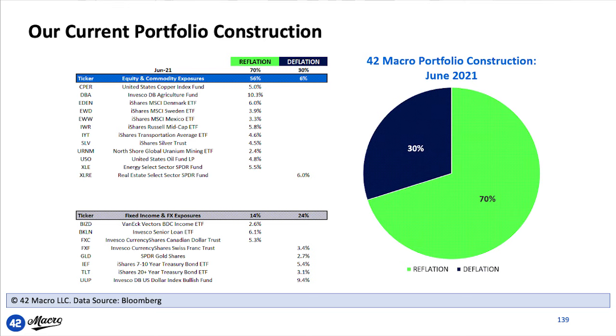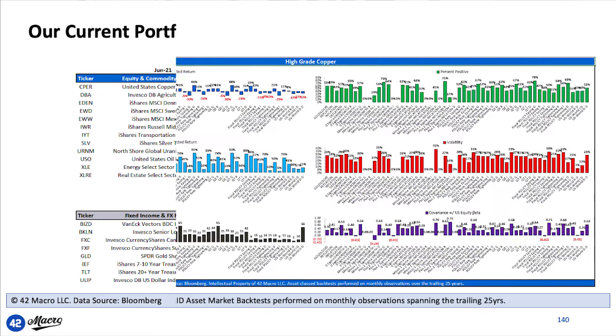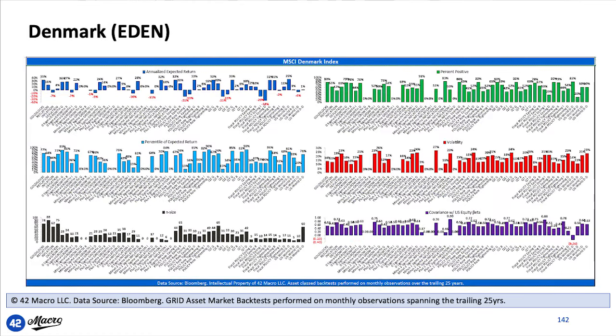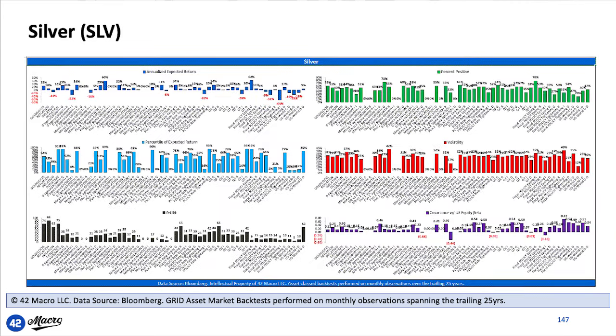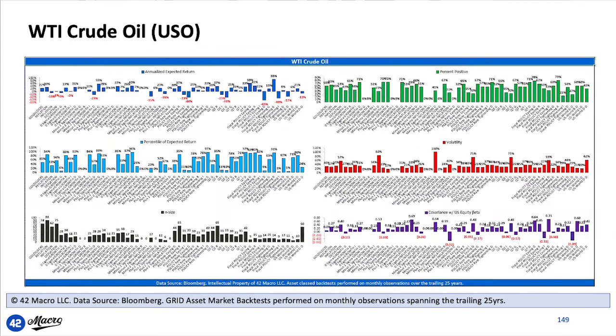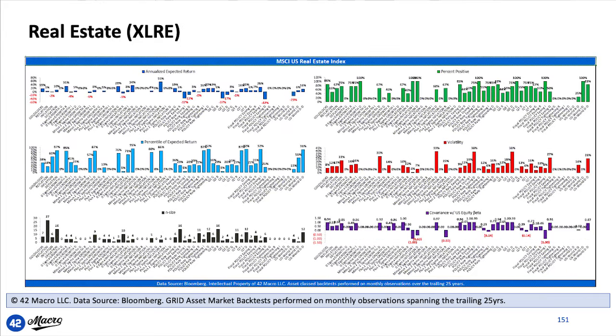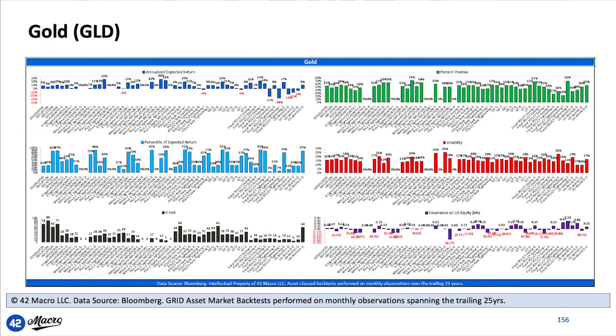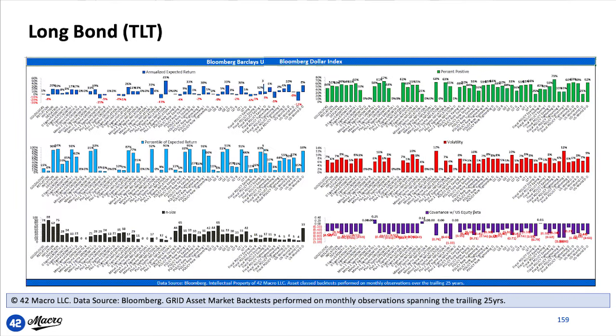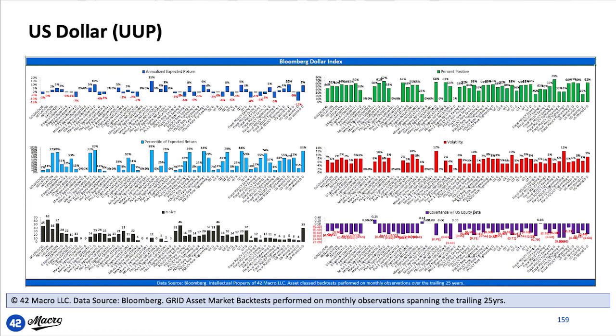And then lastly, we wrap up. Slides 140 through 159 are the grid asset market backtest slides or analyses for each of the 20 exposures in the portfolio construction. And then lastly, just to finish strong here on slide 159, we have the US dollar index backtest. Obviously, the dollar, again, I mentioned bearish from a volatility adjusted momentum signal perspective, and that's actually giving a lot of positive signals across our global macro risk matrix.